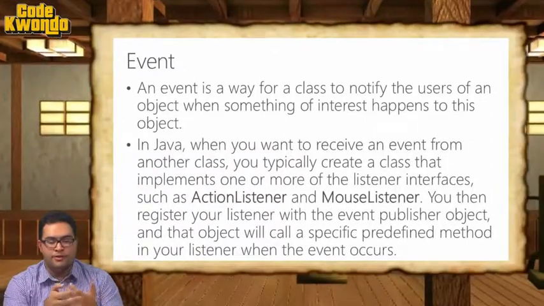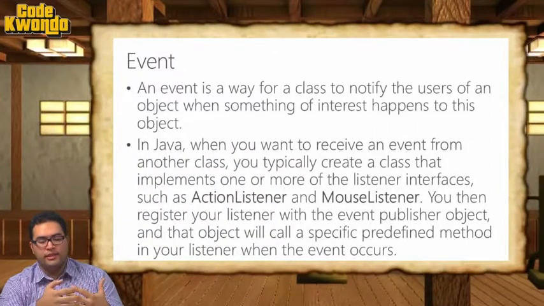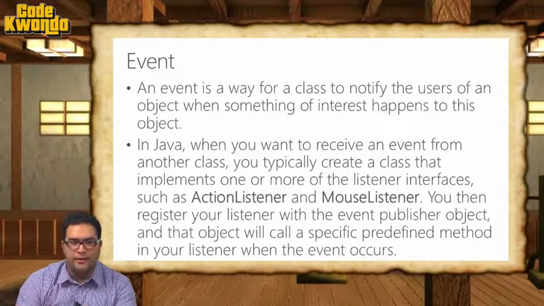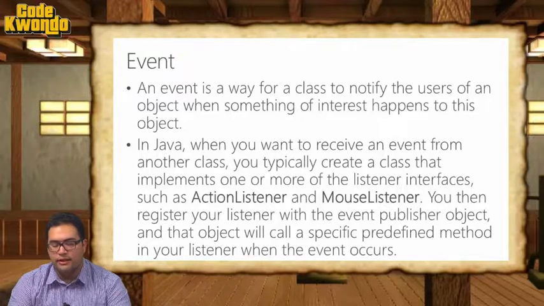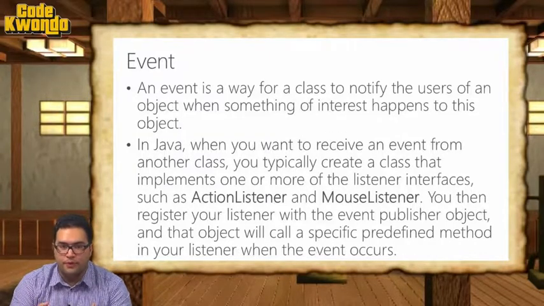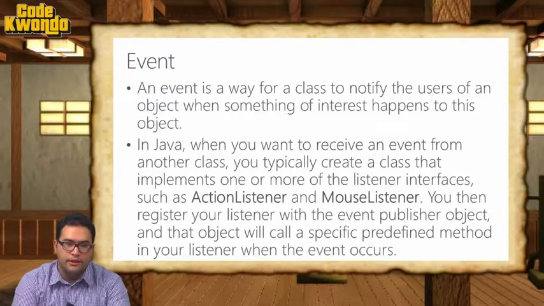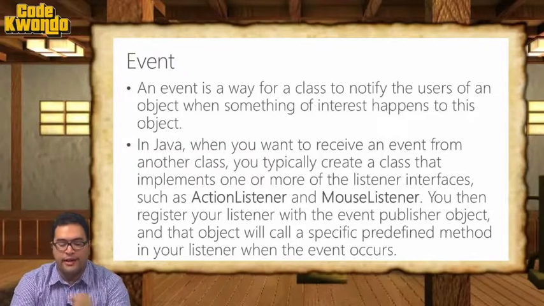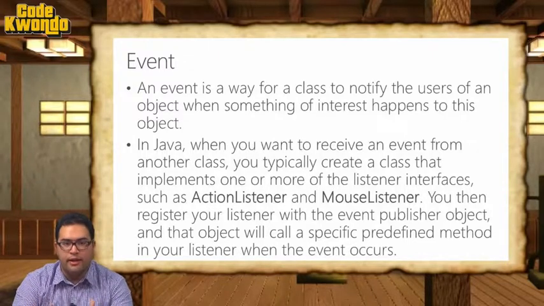So in Java, what you typically do is when you want to receive an event from another class, you want to create a class that implements one of the listener interfaces. So let's say you're looking for a mouse movement. Well, then you create a class that implements the mouse listener interface. And then you register that listener with the event publishing object, so the object that is publishing this event. And at any time that this object has an event that's generated, it will call that handler.